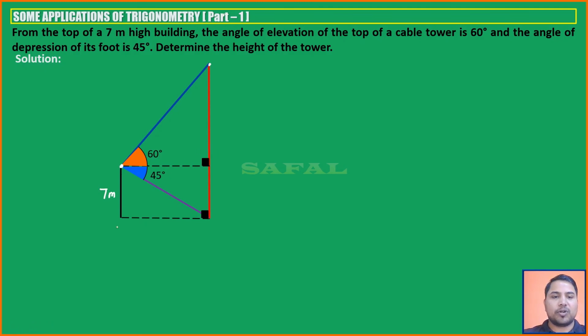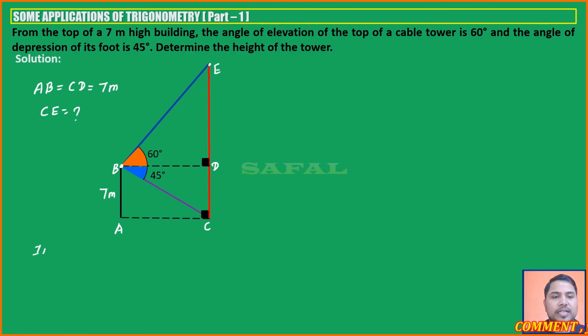So let me mark the points: A, B, C, D and E. First of all I can write the data. AB equals CD. Both of these are 7 meter itself. Now what we are supposed to calculate is CE. So CE is the question mark for us. Let us work it out one by one.